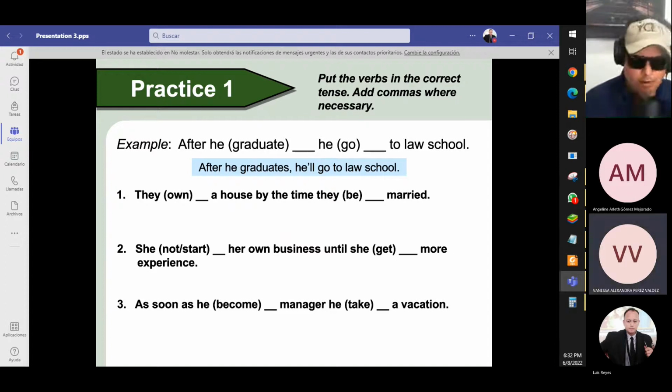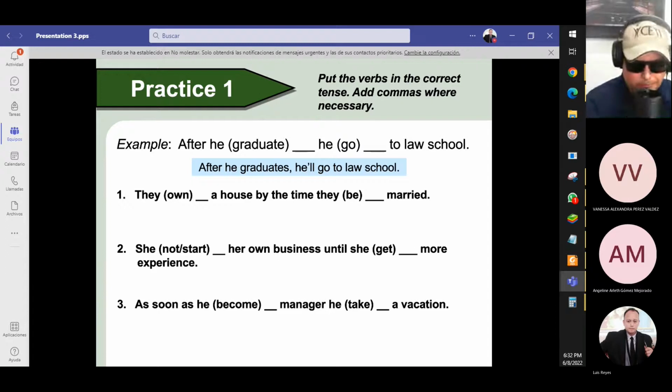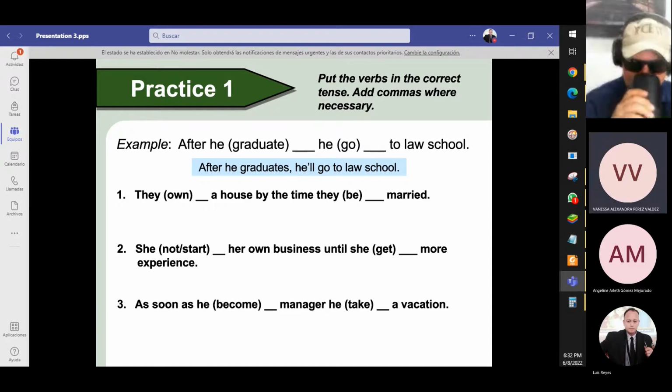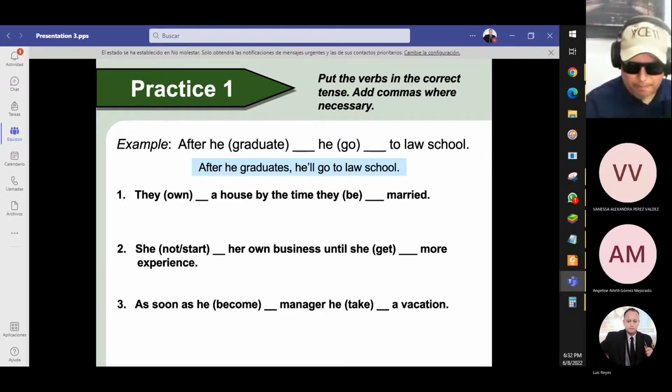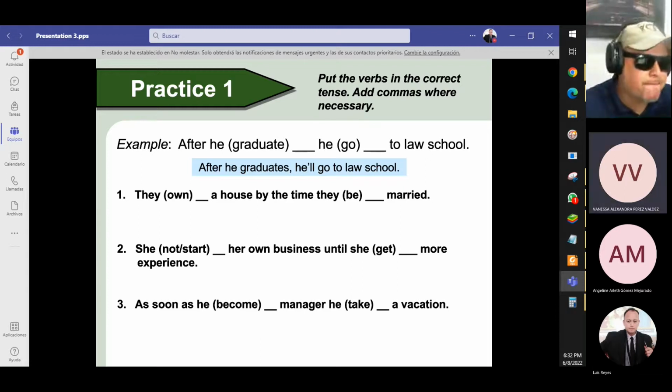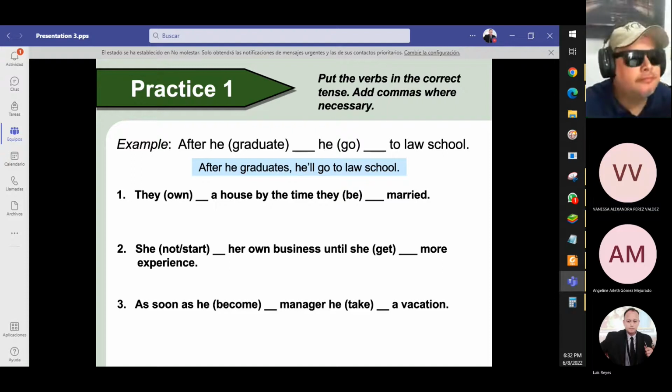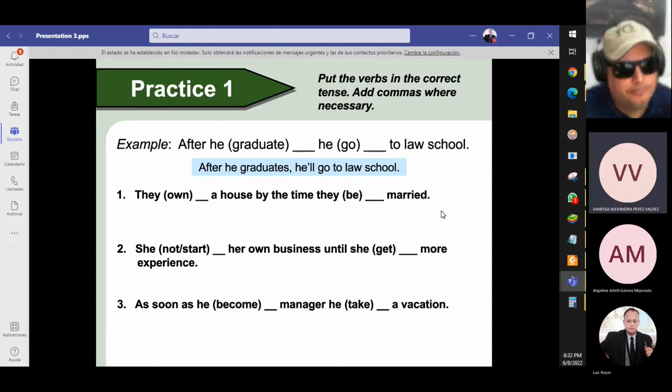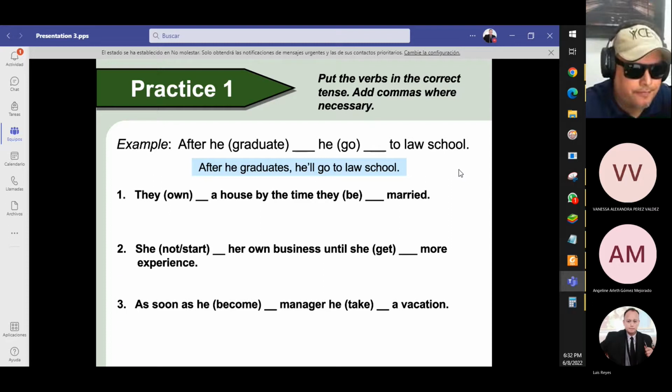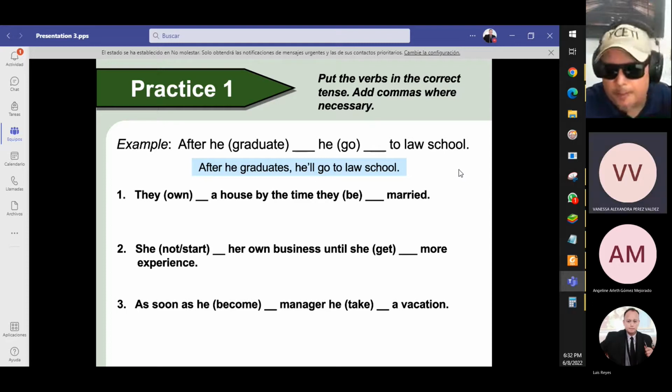Okay, and they will own. They will own. Continue. A house by the time they are married.